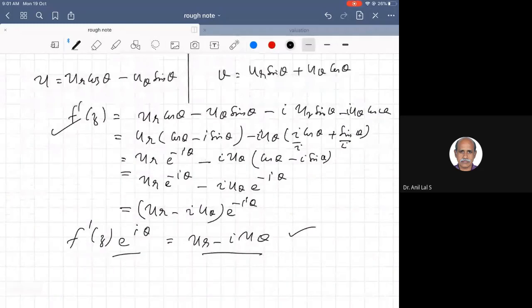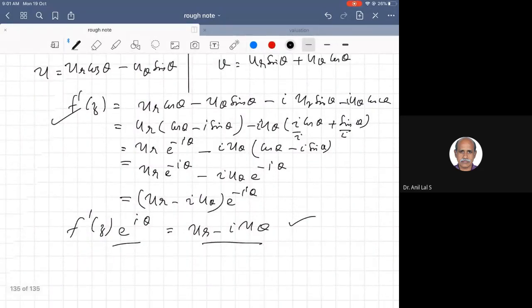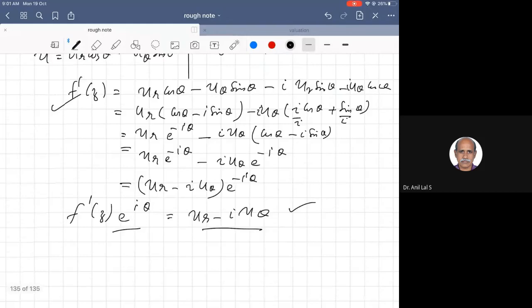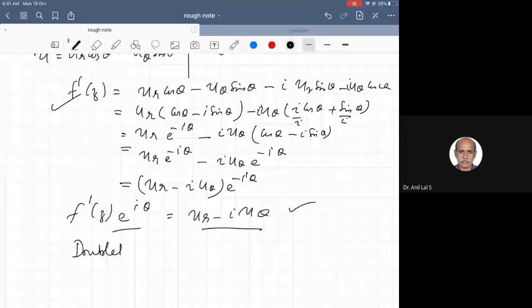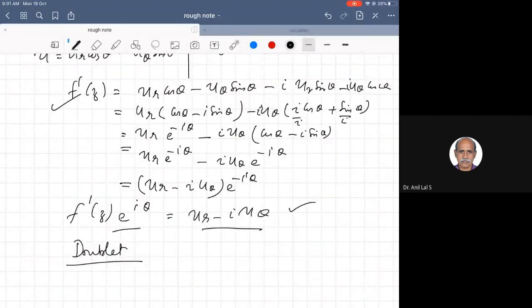We'll continue in the next class. In the next class, we will study what a doublet is. So we will close the class for today.